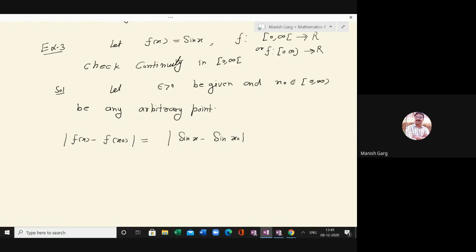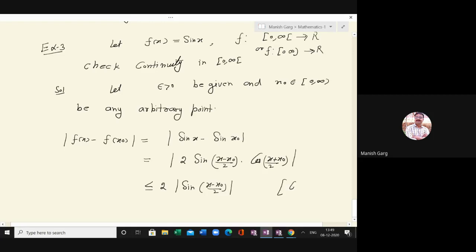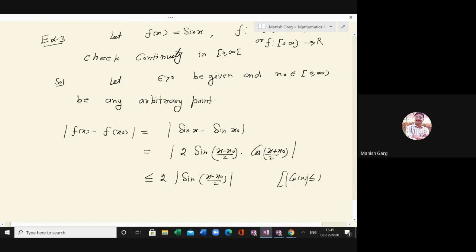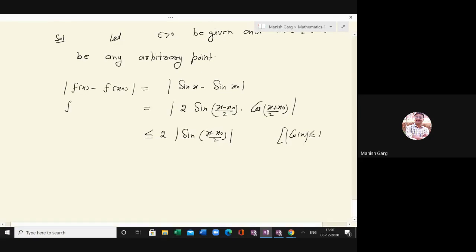So sin C minus sin D, I am writing, you can note down: 2 sin of (x minus x naught) by 2 into cos of (x plus x naught) by 2. So here you can write 2 mod sin (x minus x naught by 2), since mod cos x is less than or equal to 1. So this is f(x) minus f(x naught).